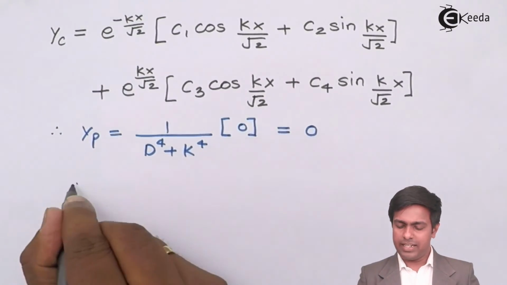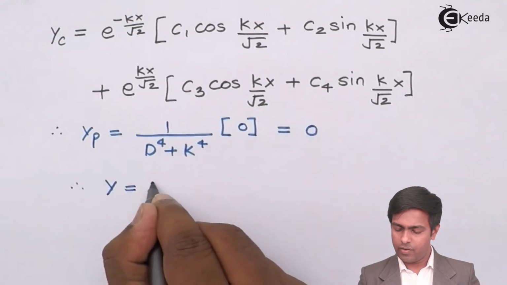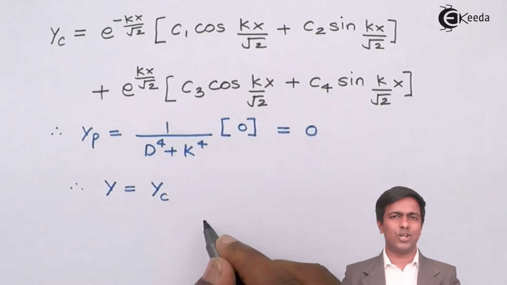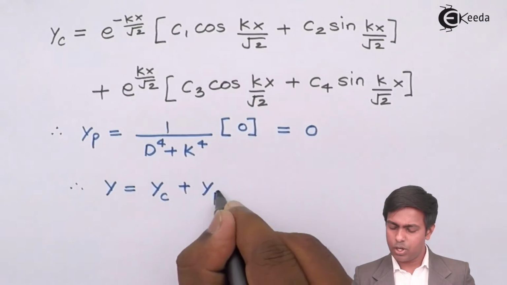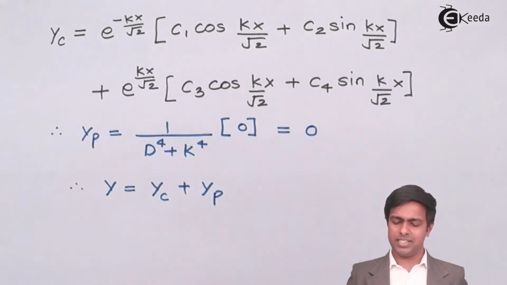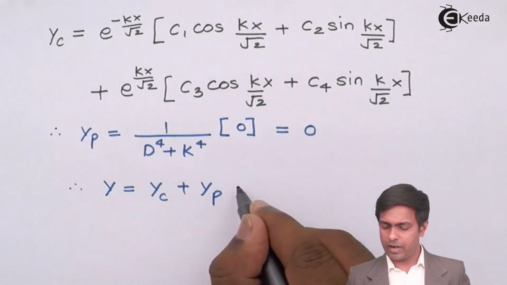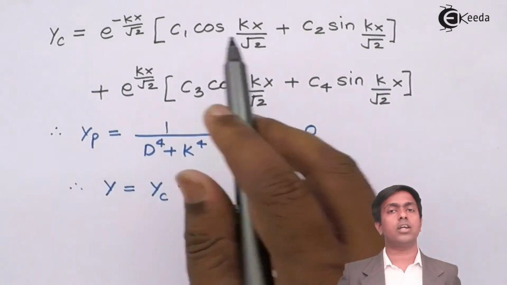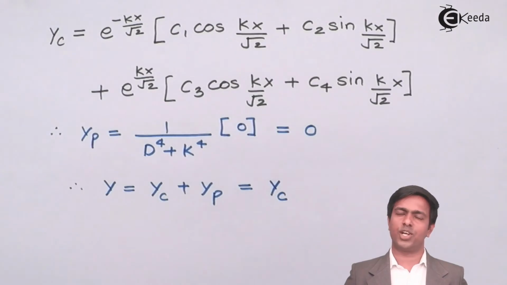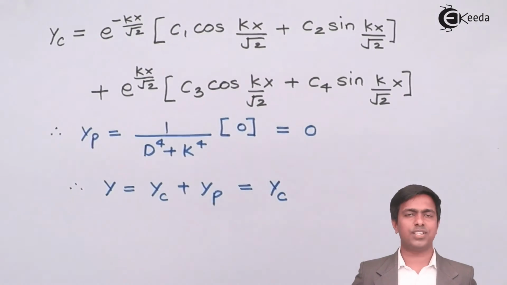So in this equation, our y, which is the final solution, is always the complementary function plus the particular integral. But since the particular integral is 0, our final solution would be yc. So whatever yc that we got is the complete solution of the given higher order differential equation.